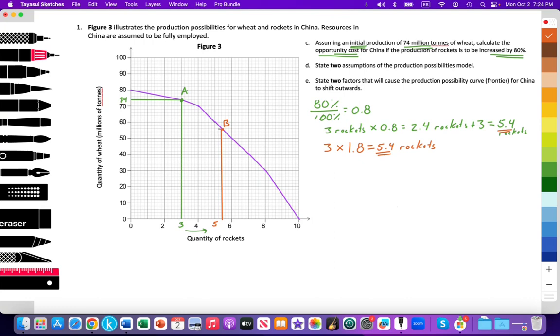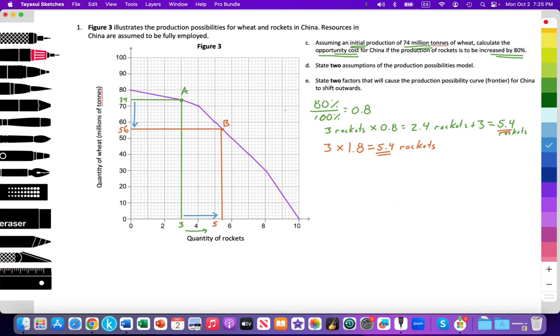And here we get wheat output at 246, 5.56. Okay, so again, we can see that we have increased rocket production from 3 to 5.4. That's an 80% increase. And now I need to calculate what's the decrease or the lost opportunity in wheat production. And then I can answer that question.